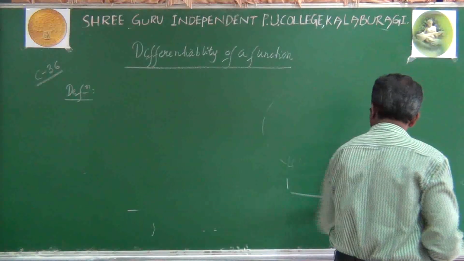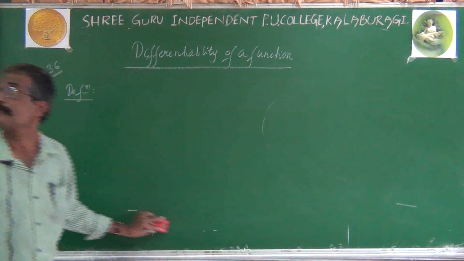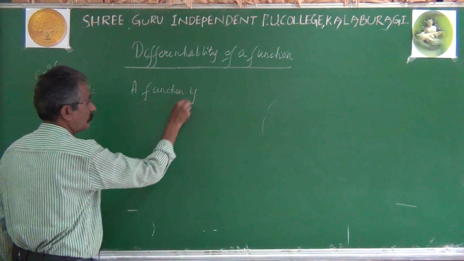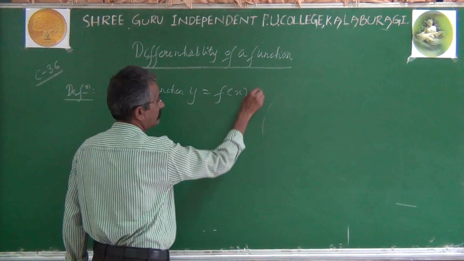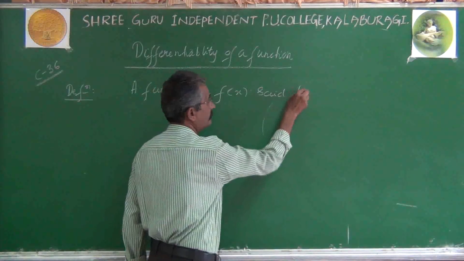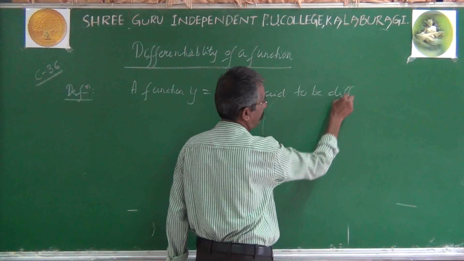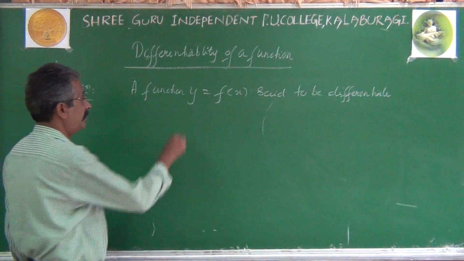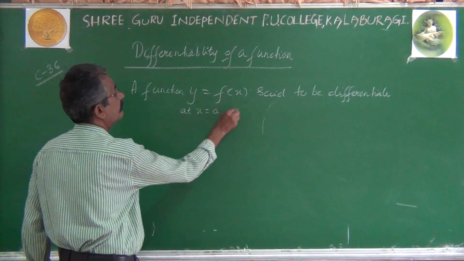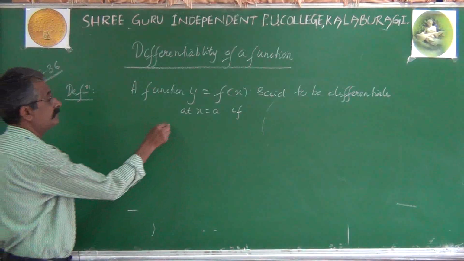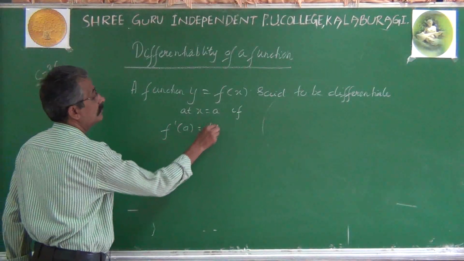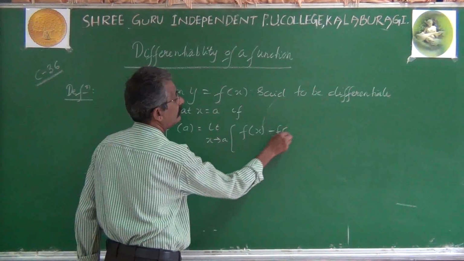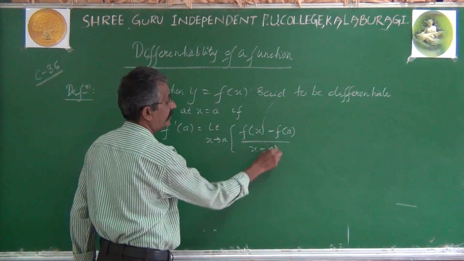A function y equal to f of x is said to be differentiable, meaning the derivative exists at x equal to a, if f dash of a equal to limit x tending to a, f of x minus f of a divided by x minus a, exists.